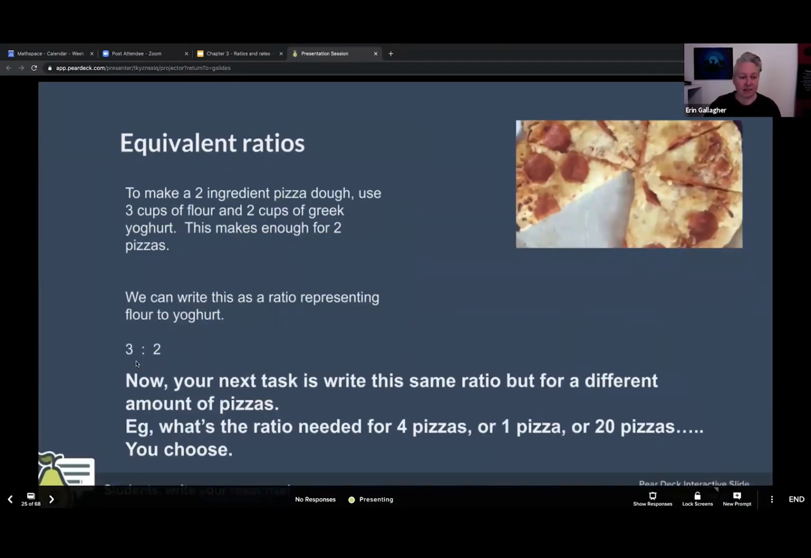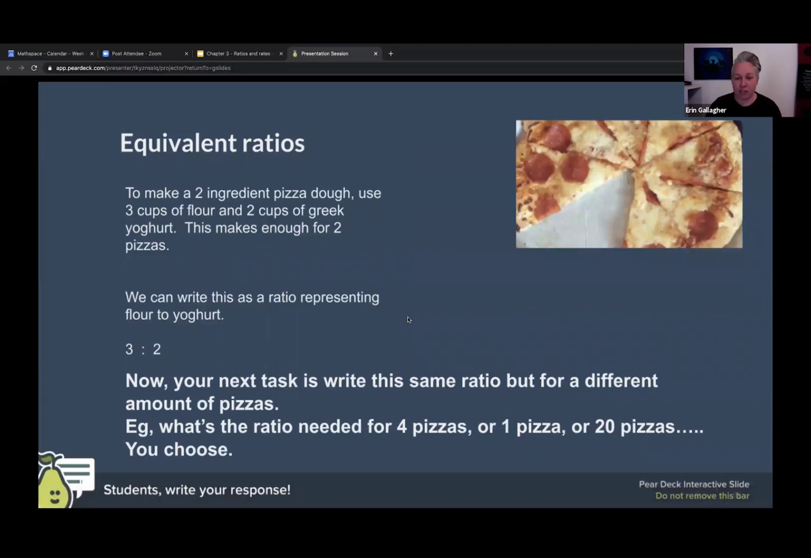Okay, so your next task, I want you to think about this a little bit. Don't need to rush. I'll give you some think time. I want you to write that same ratio, but for a different amount of pizzas. So if I've told you this makes 2 pizzas, think about making 4 pizzas or 1 pizza or 20 pizzas. You get to choose how many pizzas you're going to make. And then I want the ratio from you of flour to yogurt. Okay, what is the ratio of flour to yogurt for a different amount of pizzas?